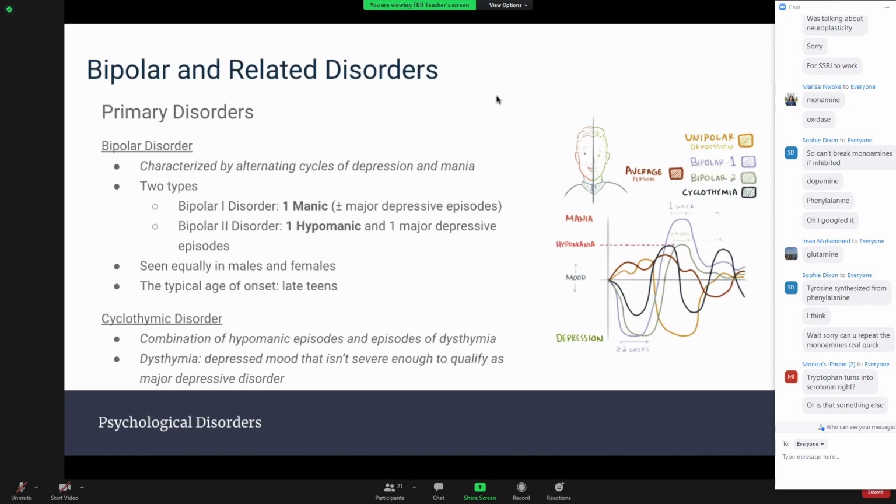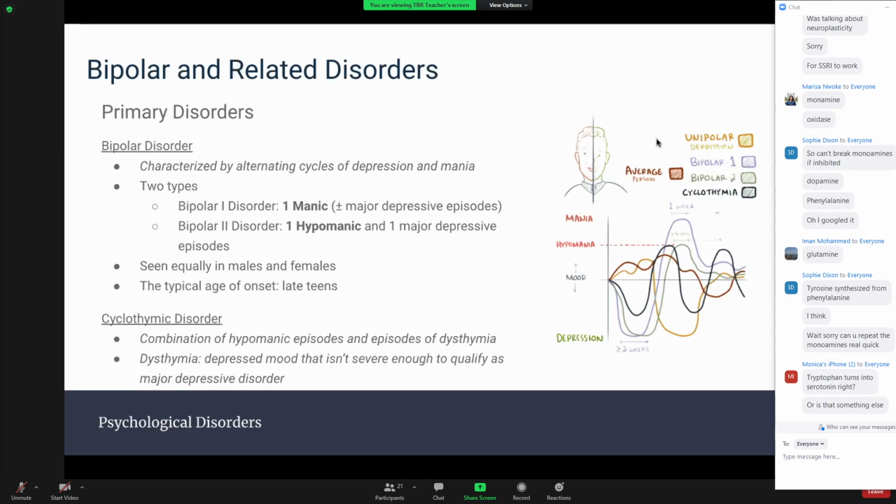So it makes sense to talk about bipolar after major depressive disorder because it shows up in bipolar disorders. The way I think of bipolar disorders is just adding another layer to the depressive disorder, because you have to alternate between a cycle of depression and mania. There are two types of disorders in the bipolar category: bipolar 1 and bipolar 2. One is characterized by having one manic episode. This is a little tricky because it doesn't necessarily have to have a major depressive disorder added to it. But the key thing is that bipolar 1 has one manic episode, and bipolar 2 has one hypomanic episode and one major depressive episode.